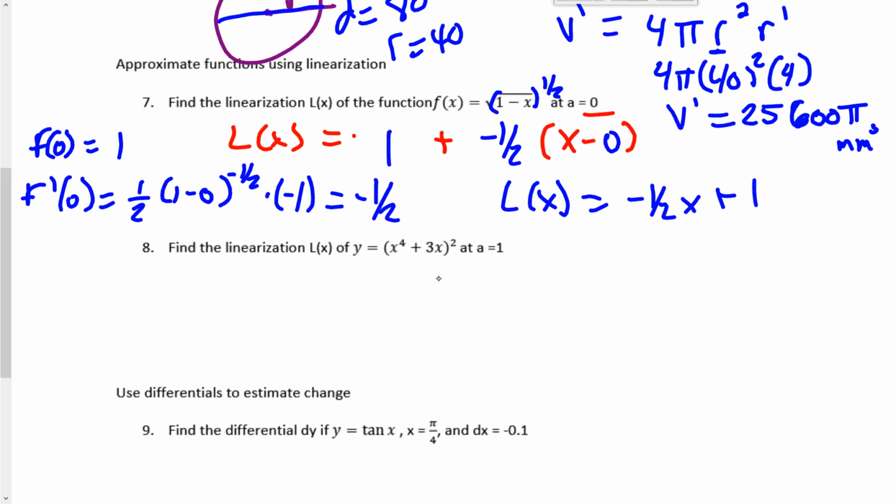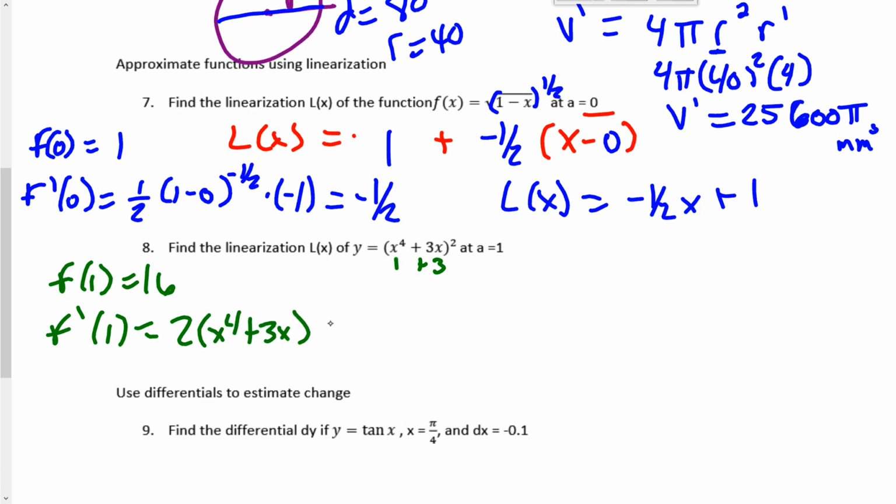So I'm going to have to plug in my 1, which is just 1 plus 3 squared, which is 4 squared, which is 16. So f of 1 equals 16. Then I can go ahead and take the derivative of that, so f prime of x. So that would be 2 out in front, x to the 4th plus 3x, drop a power, times the derivative inside, which is 4x cubed plus 3. And now I'm going to go ahead and plug in 1 for my x's. 1 there, and 1 here.